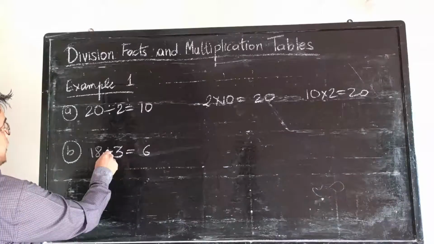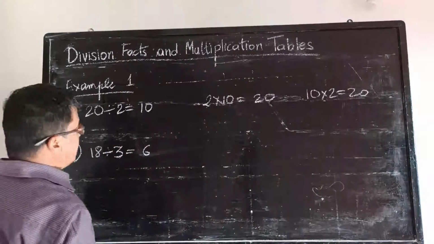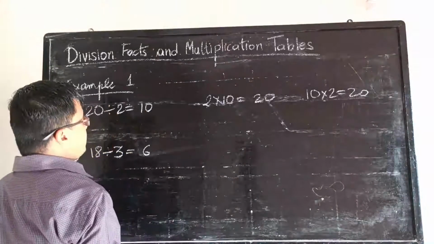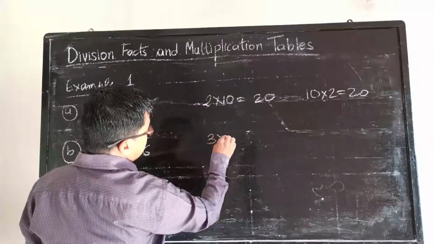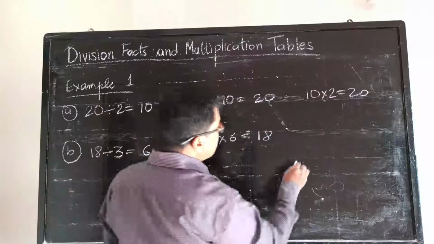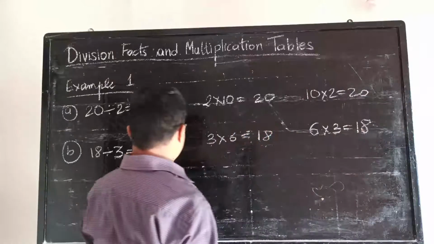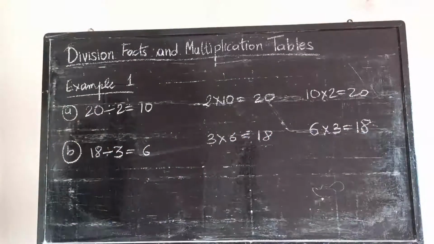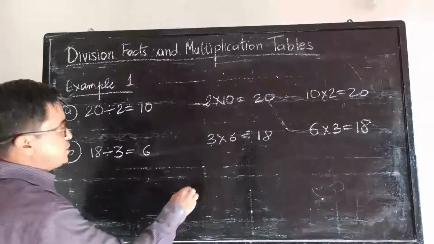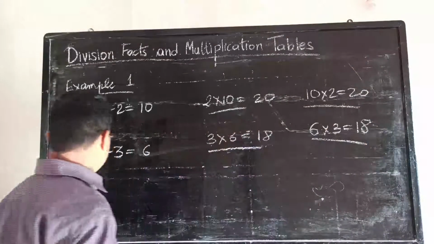Now 18 divided by 3 is equal to 6. In multiplication fact, this can be 3 into 6 is equal to 18, or it can be 6 into 3 is equal to 18. So for each division fact there are 2 multiplication facts.